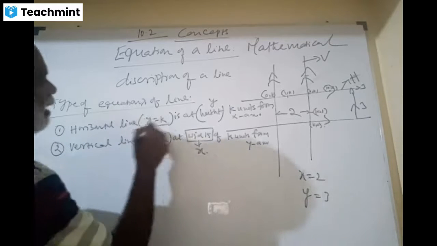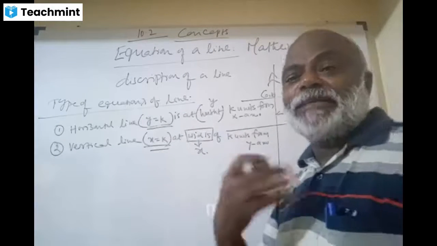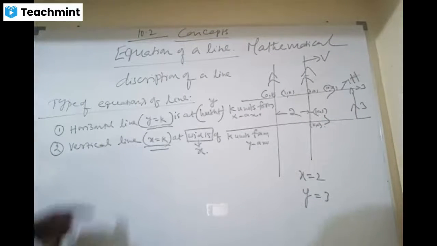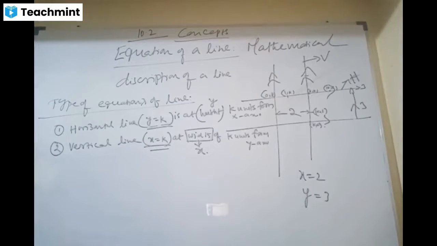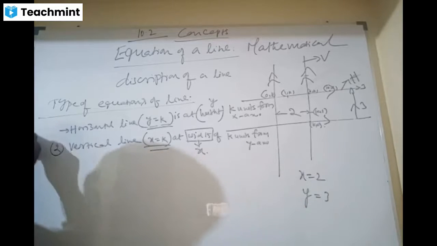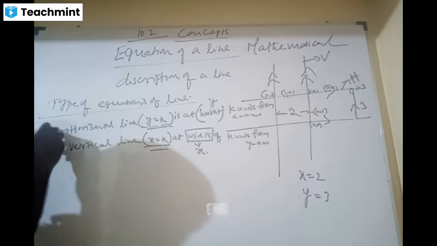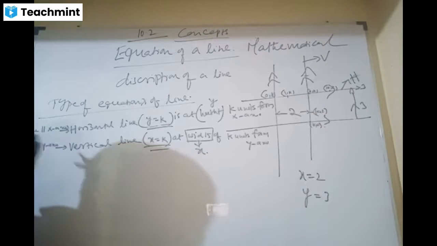So we are able to write down the equation formula. Y equal to k, how do you say it in English? Y is constant, sir. That is fine, but in a better way, a line parallel to the x-axis. A horizontal line is also called a line parallel to the x-axis. A vertical line is a line parallel to the y-axis. Done.